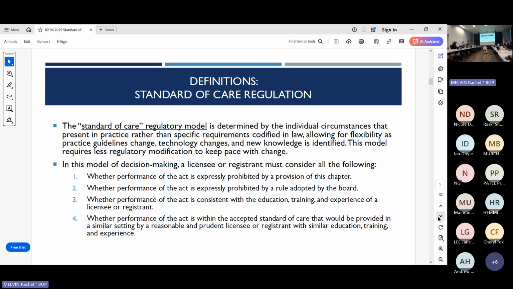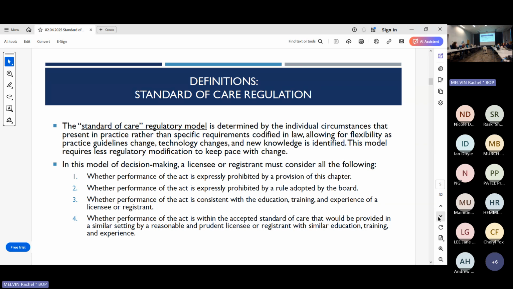All right, so the standard of care regulatory model is determined by individual circumstances that present in practice rather than specific requirements codified in law, allowing for flexibility as practice guidelines change, as technology changes and new knowledge is identified. And this model therefore requires less regulatory modification to keep pace with the change. And in this model, a licensee or registrant may consider all the following.